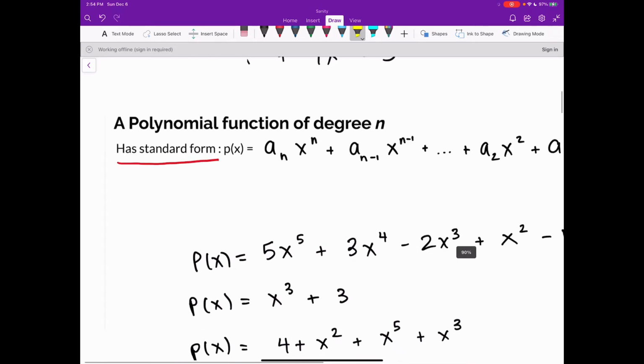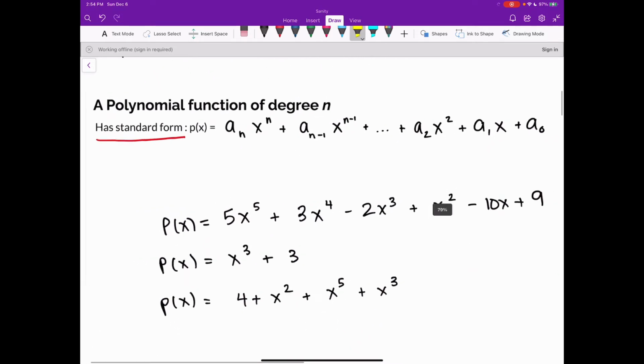I'm not necessarily worried if you get all of this down, but I do want you to have a good understanding of what it means to have a polynomial in standard form. So again, polynomial, we have multiple terms. So if you take a look at this general form, we have an x to the power of n. So a_n is just what we call a coefficient. It's the number that's being multiplied to that term. For example, in this first one here, we have the x to the 5th power term. It has a coefficient of 5.